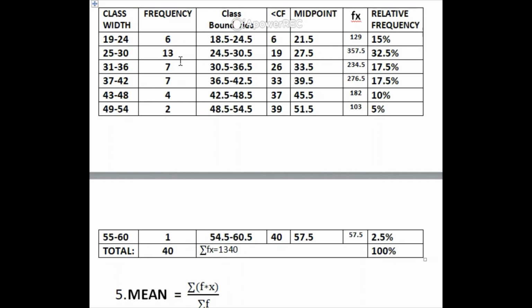So, to get the lower boundary of the modal class, ito yon, 24.5. Ano naman yung D sub 1? So, highest frequency minus yung nasa taas niya. So, 13 minus 6 is equal to 7. Ang D sub 2 naman ay 13 minus yung nasa baba niya. That results to 6. At ang class interval natin ay 6, katulad nung sa ating median.